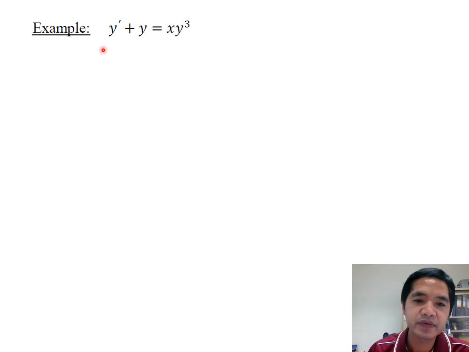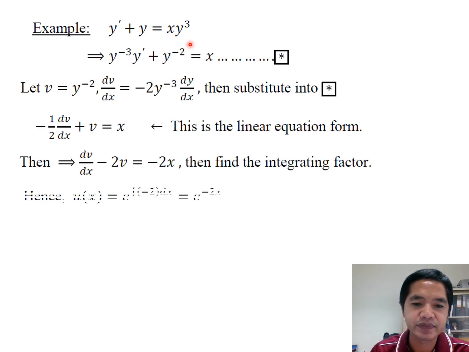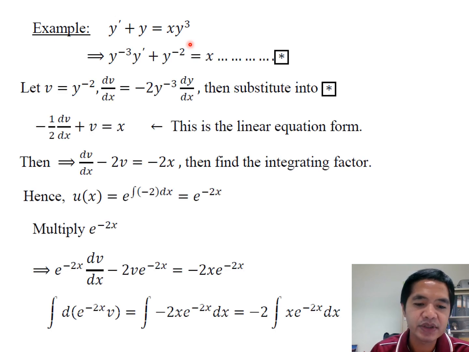Here we have y prime plus y equal to x to the third. If you want to use the Bernoulli equation method to solve the problem, just follow this. We have 3 steps from the previous slide. So in the first step, you multiply y to the minus 3 into this problem. This is the first step, right?